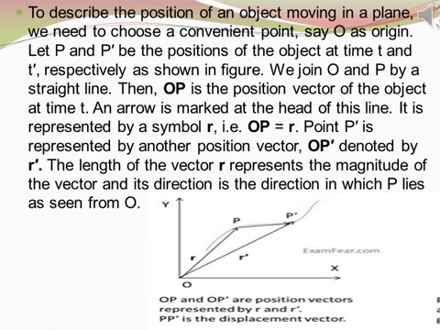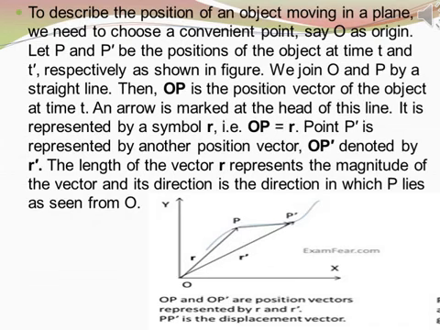It is represented by a bold-faced symbol R, that is, vector OP is equal to vector R. Point P dash is represented by another position vector OP dash, denoted by vector R dash. The length of the vector R represents the magnitude of the vector and its direction is the direction in which the point P lies as seen from the point O, which is shown in the given figure.